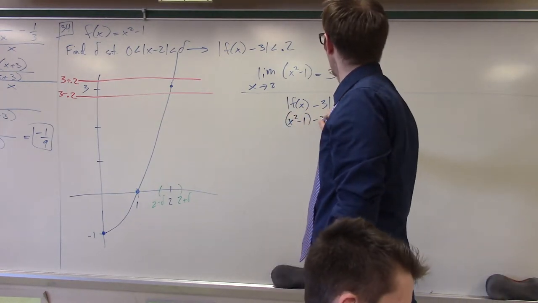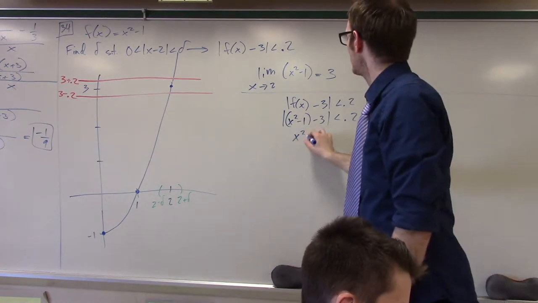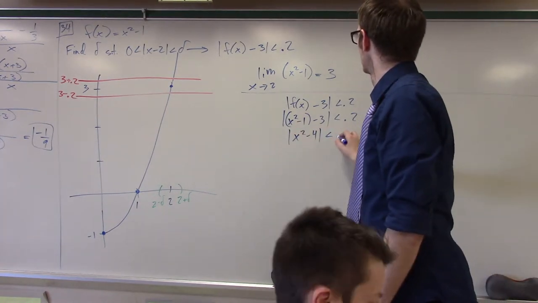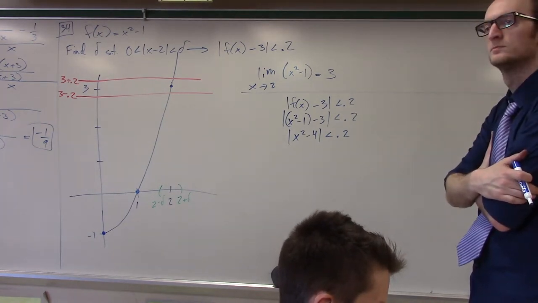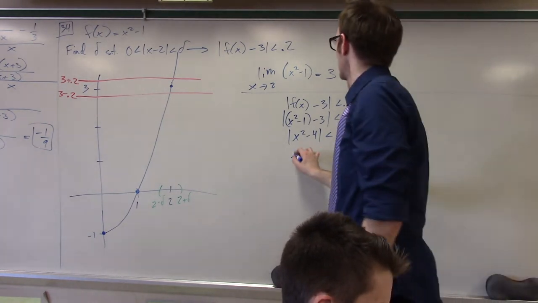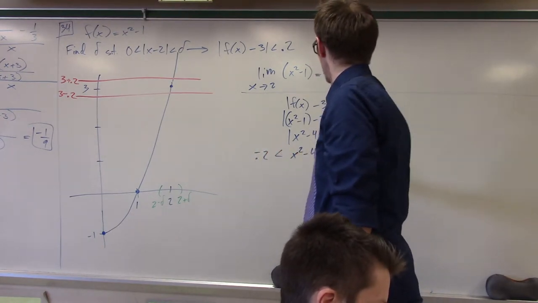Okay, x squared minus 1 minus 3 is less than 0.2. So then that's the absolute value of x squared minus 4 less than 0.2. So that means x squared minus 4 is between negative 0.2 and 0.2. Yeah, this is how I did it also. So this is between negative 0.2 and 0.2.